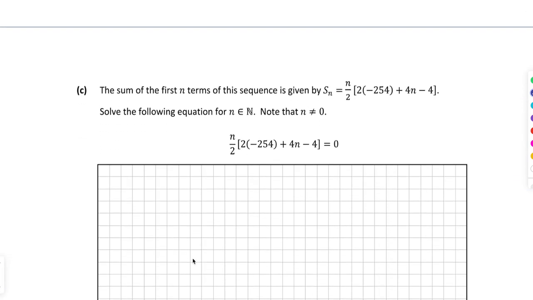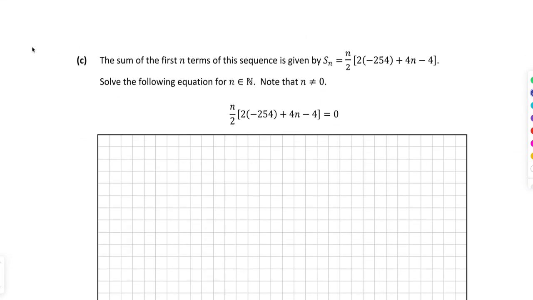The next part, again, is for Leaving Cert ordinary level and above. So this one is the sum of the first n terms of the sequence is given by that formula. Solve the following equation. So while it's Leaving Cert ordinary level, the skills from it are going to be coming from algebra as far back as second year. Okay, so what am I going to do?